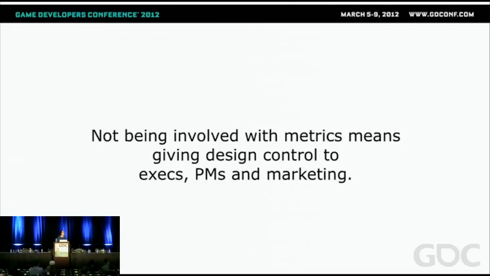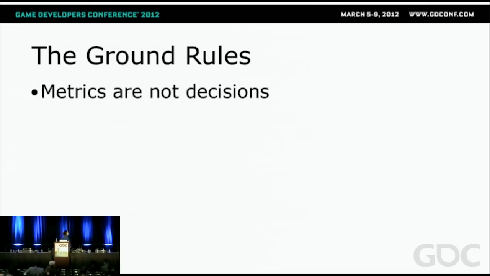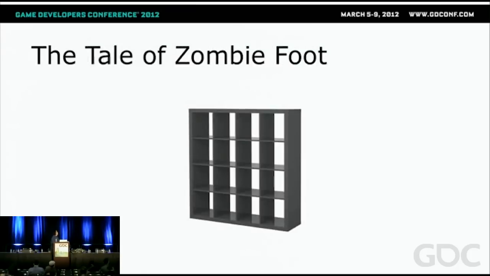You have opted out. So before I go on, I want to set a couple of ground rules that are going to govern everything that I say in this. And the first and biggest one is that metrics are not decisions. In and of themselves, they are not decisions. And the best example that I could think of as I was putting this together to explain this is actually the tale of Zombiefoot.